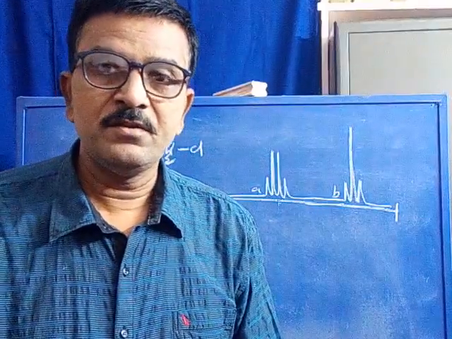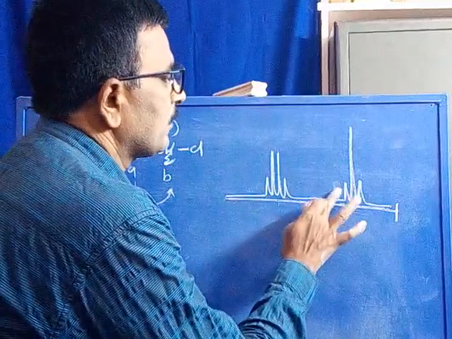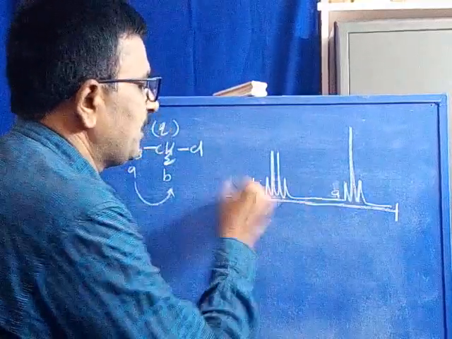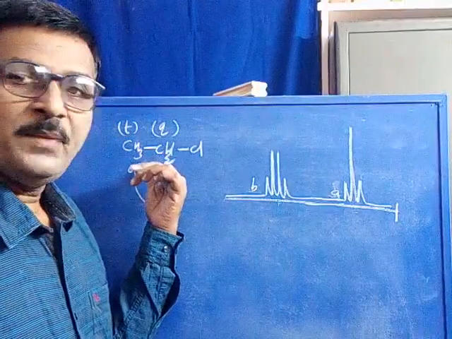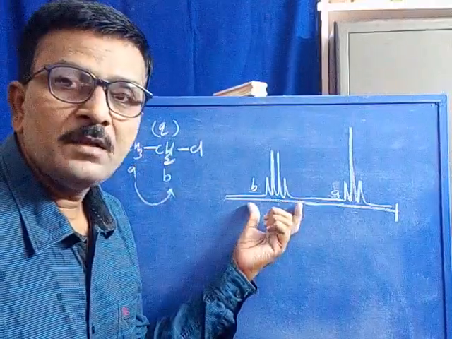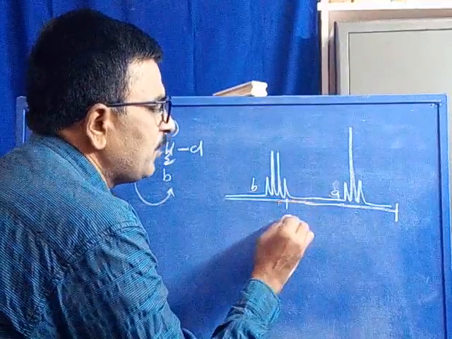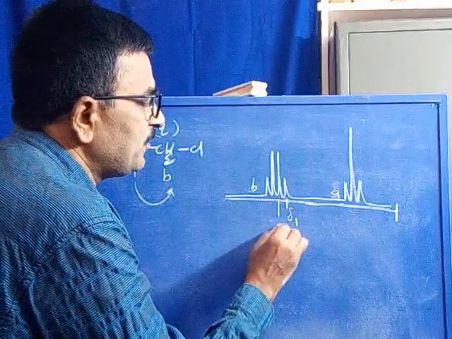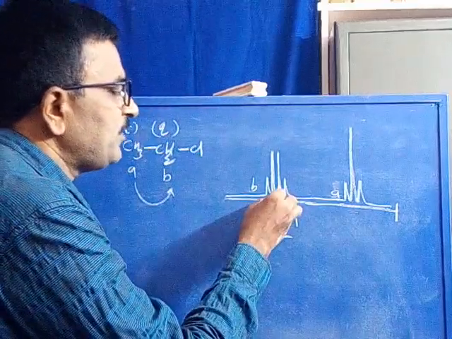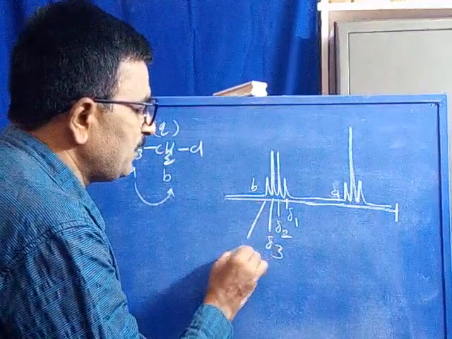Coupling constant. Example: this is A, this is B. You can see the B signal. What is B? The CH2 proton signal. There are 4 lines. The frequency of the first line is delta 1. The frequency of the second line is delta 2. The frequency of the third line is delta 3. The frequency of the fourth line is delta 4.